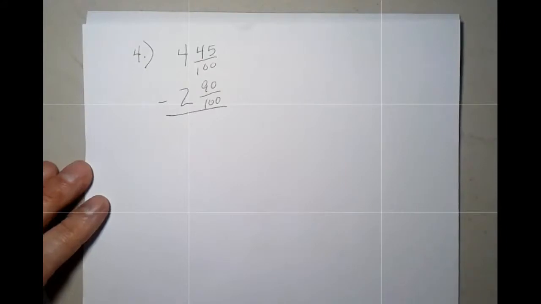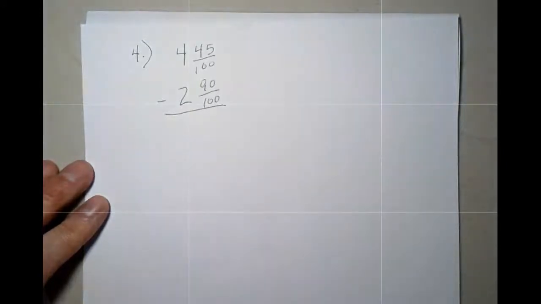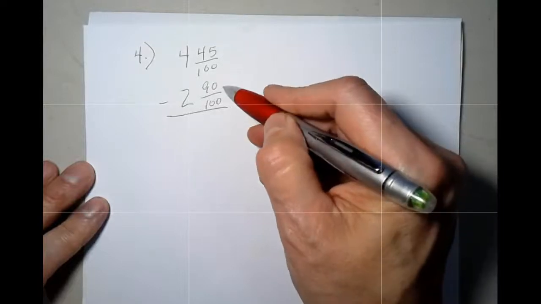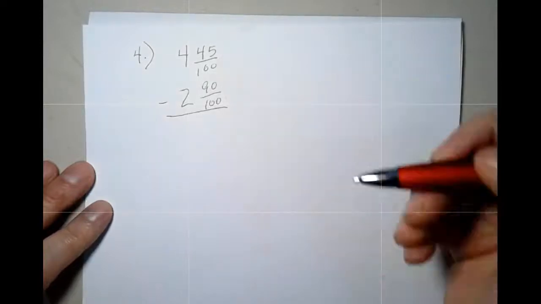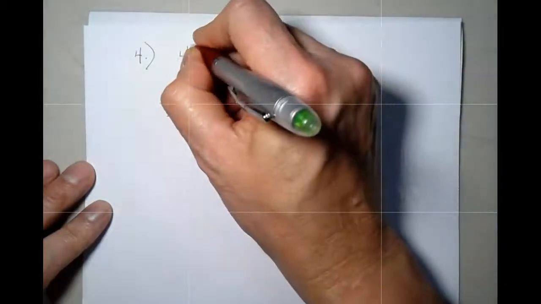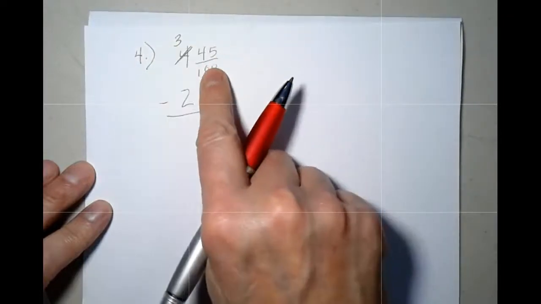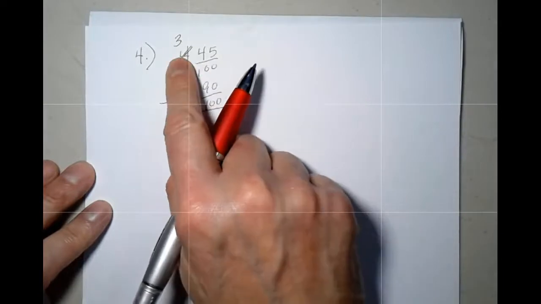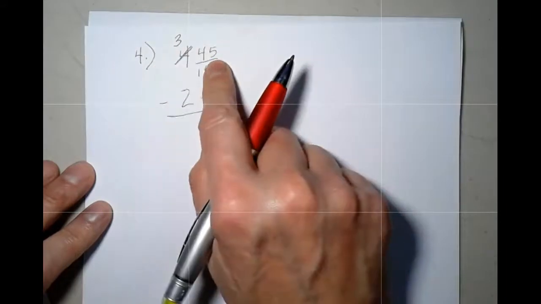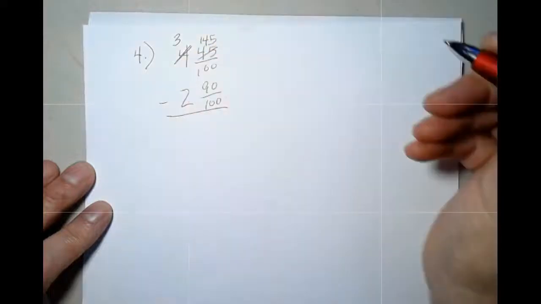Let's take a look at number 4, and I wrote it out here because we have that regrouping issue again. On the bottom we have 90, on the top we have 45. I'm not going to be able to take 90 away from 45, so I'm going to have to get something in here to make this greater than 45. What I do is go to the whole number place, and I take that 4 and I make it a 3. By doing that I've taken 1 out, and that 1 is 100 over 100, and I'm just going to shift it over into this place value so that my 45 now becomes 145.